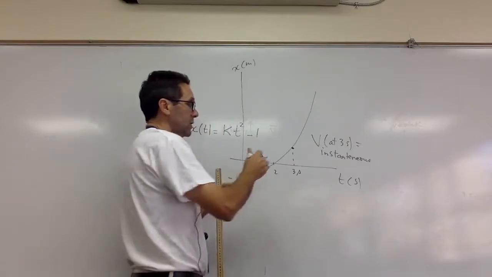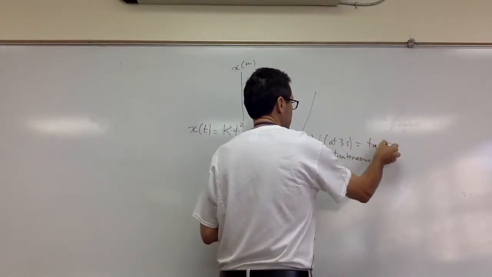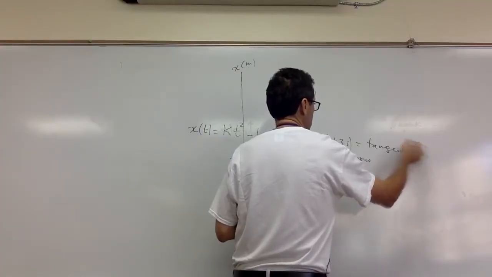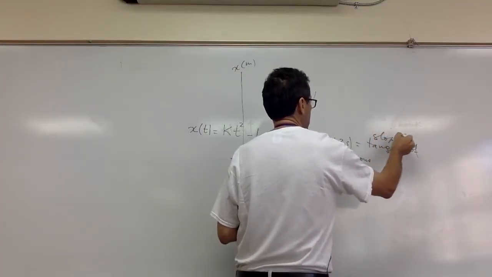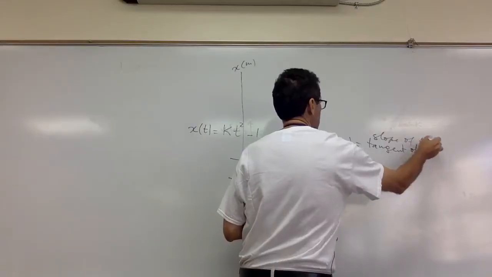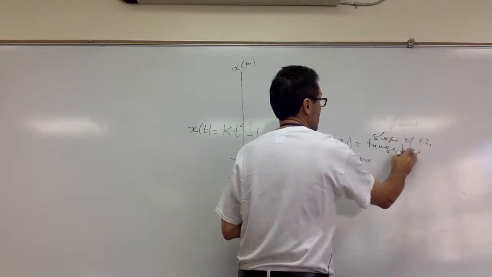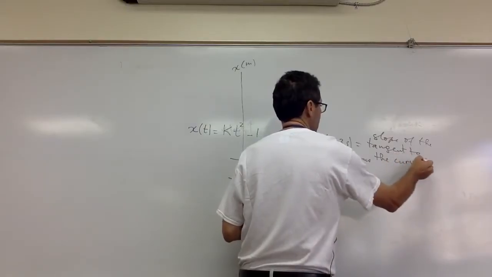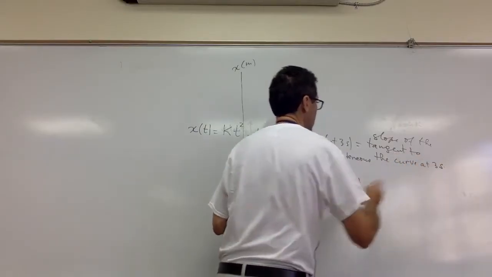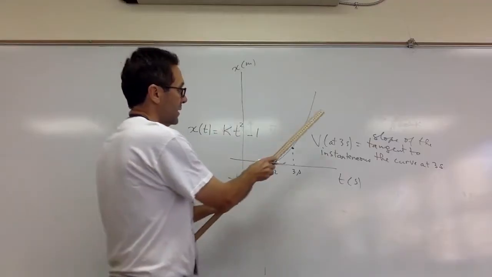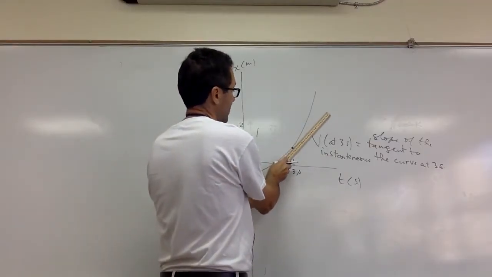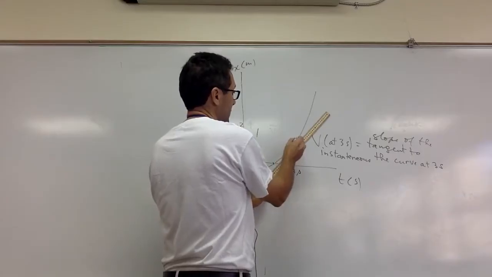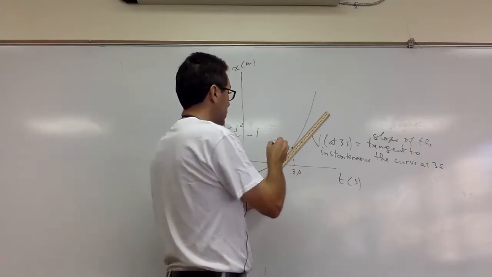is basically equal to the slope of the tangent to the curve at 3 seconds. Now, what do I mean by that? Well, the tangent is basically a line that touches the curve at 3 seconds, right? And only at 3 seconds. So how do I draw that?